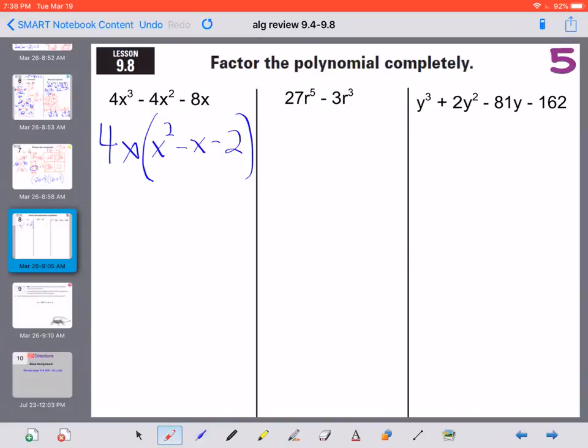So now we got to see if we can factor this. So I'm going to draw a diamond. We'll have a negative 2x squared and a negative 1x.